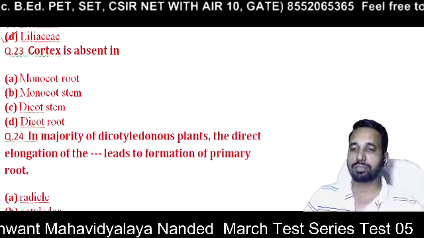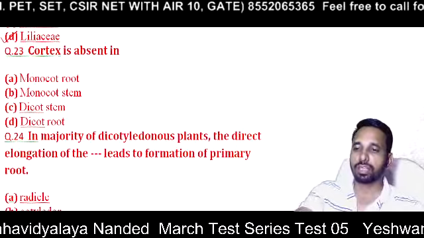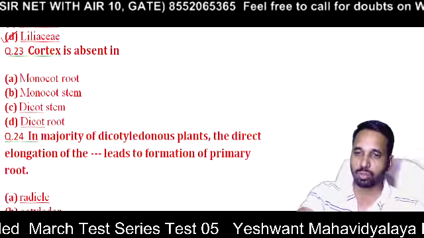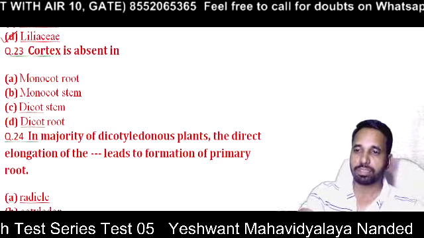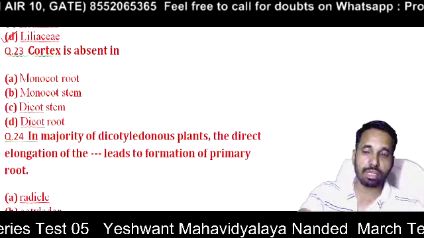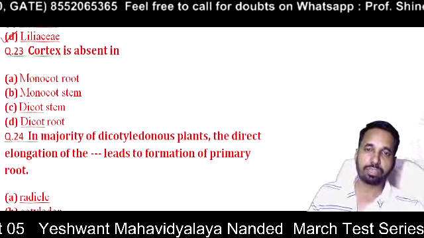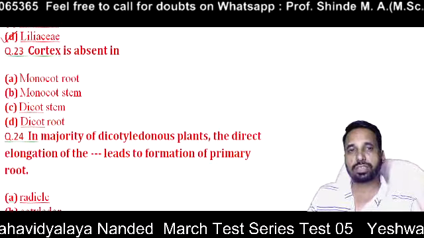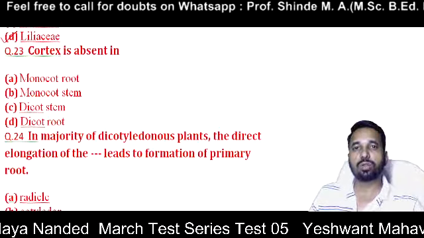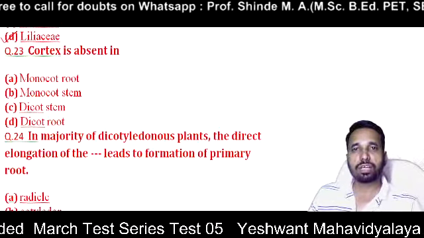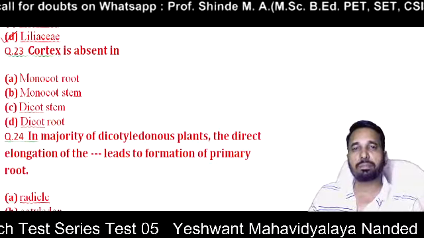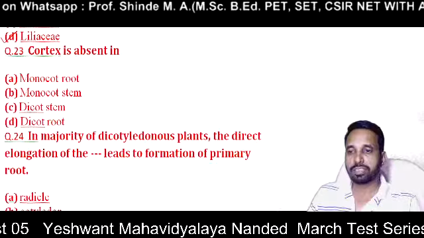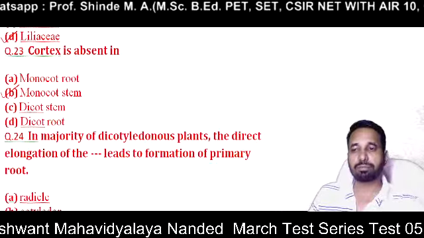Okay, next, cortex is absent in. One more interesting question. Cortex is absent in: is it monocot root, monocot stem, or what? You must recollect these things about dicot and monocot stem. In a dicot stem, vascular bundles are arranged in a ring, whereas in a monocot, the vascular bundles are scattered completely. So there is in fact no space for the cortex. And that is why cortex is absent in monocot stem.